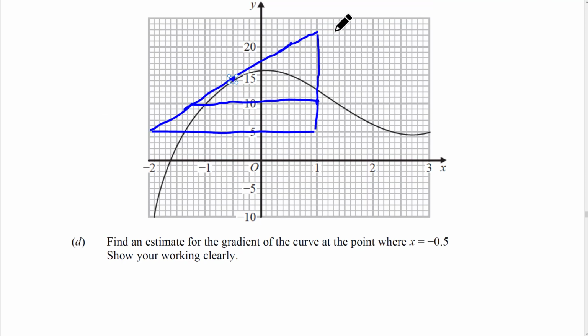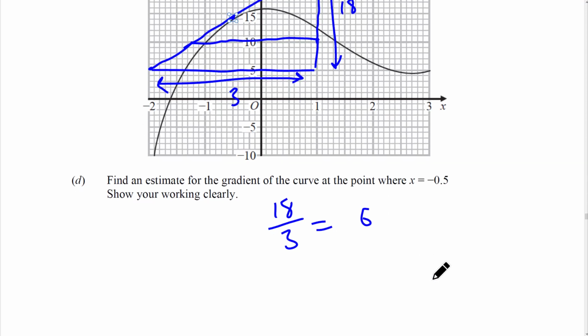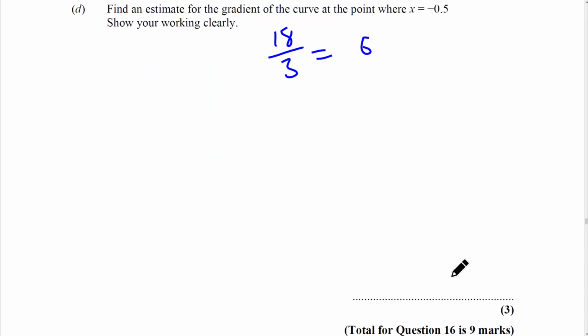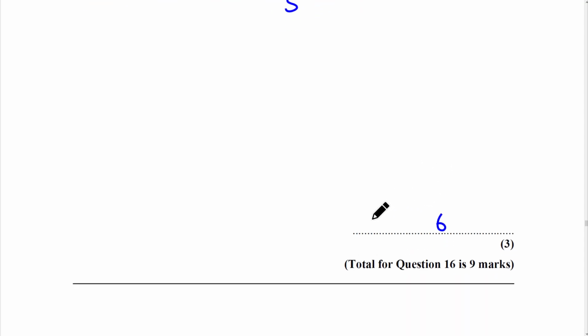Okay, I'm going to extend my line just so I can deal with whole numbers, because this is a non-calculator paper. So we can see this length is 3, and that goes from 5 to 23, right? So that's 18. It's positive, so we're going to get 18 over 3 equals 6. And that is an acceptable answer. Nice work here.